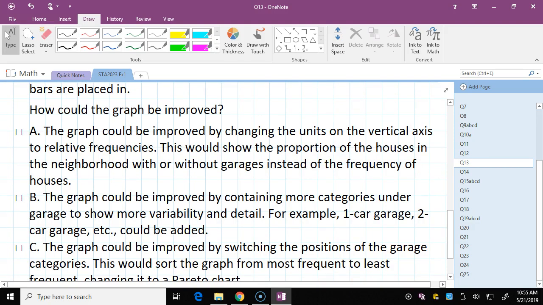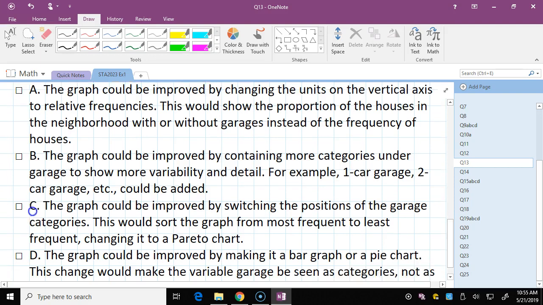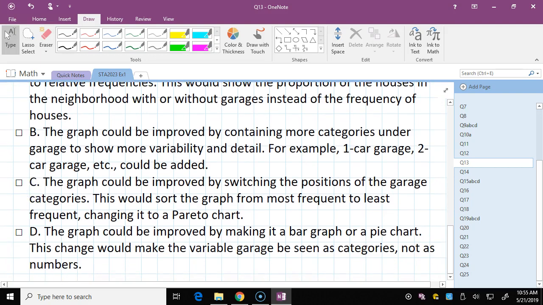Okay? All right, so how could the graph be improved? So we got some choices here. The graph could be improved by changing the units on the vertical axis to relative frequency. This would show the proportion of houses in the neighborhood with or without garages instead of the frequency of houses. The graph could be improved by containing more categories under garage to show more variability and detail. For example, 1 garage, 2 garage, and so on and so forth.